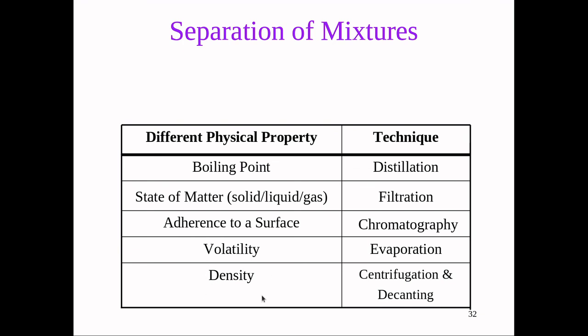And then we can separate things based on density. There are two techniques for this. We have centrifugation and decanting. Decanting being kind of a simpler form of centrifugation where we just pour off the top layer of something.